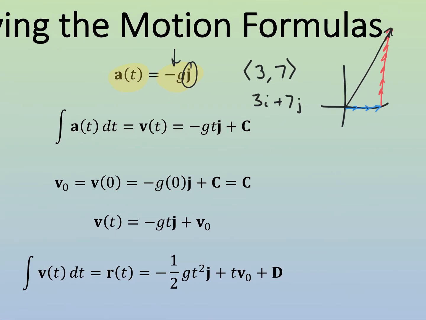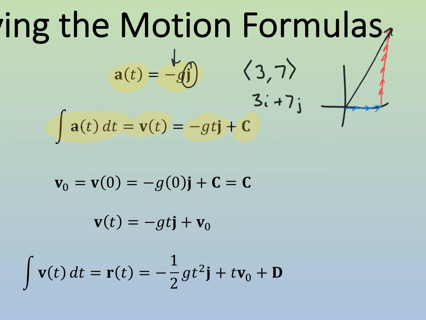So if we want the velocity at any given point in time, all we need to do is integrate our acceleration. So the integral of a of t with respect to t is just going to be our velocity v of t, which, if we integrate negative g times j, is negative gt times j, since g is just a constant, so we integrate by just multiplying by t. And then don't forget our plus c at the end whenever we do an indefinite integral.